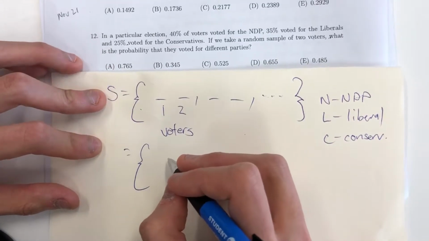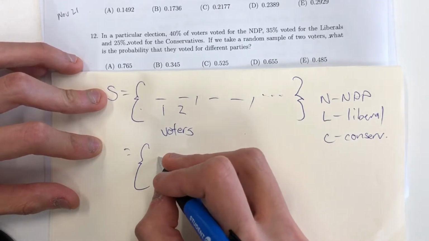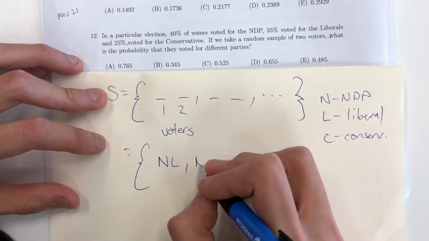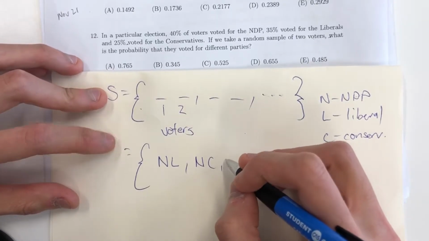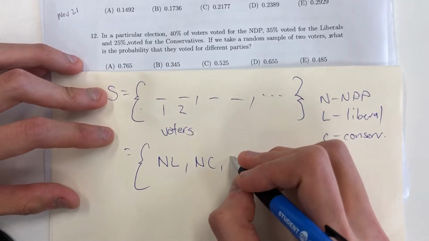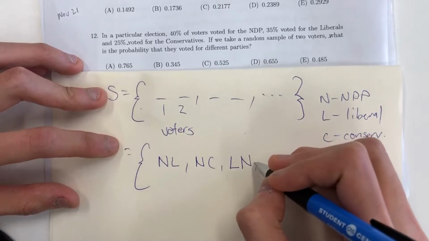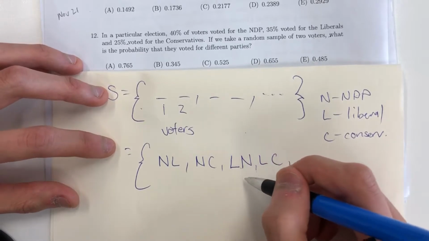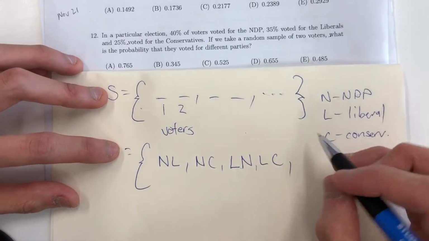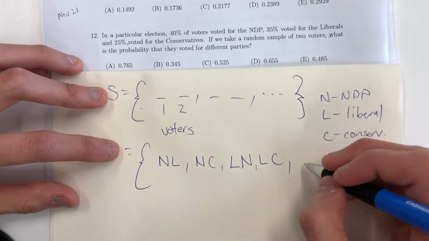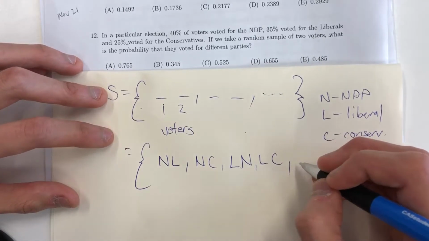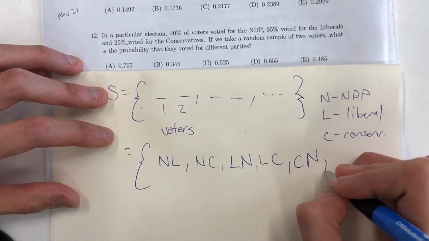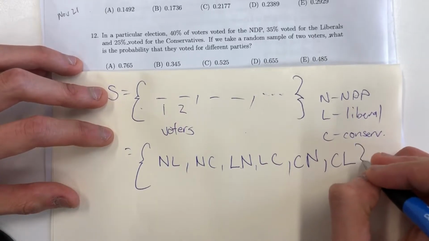So we can have either someone voting NDP, liberal, or we could have NDP and conservative. Let's move on to liberal next. So we could have liberal or NDP, or liberal and conservative. So the thing to note here is that order matters here. So that's why we count NL and LN. And then next, let's move on to conservative. So we can have conservative NDP or conservative and liberal.